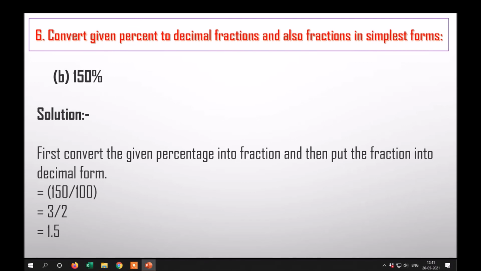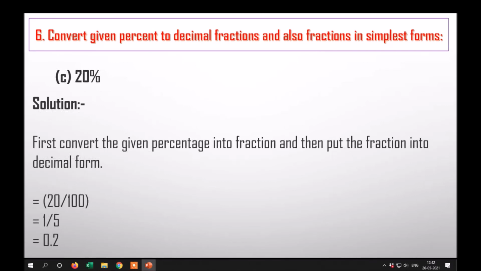150%, so 150 upon 100, that is 3 upon 2, so it is 1.5. 20%, 20 upon 100, that is 1 upon 5, equals to 0.2. 5%, so 5 upon 100, 1 upon 20, that is 0.05.